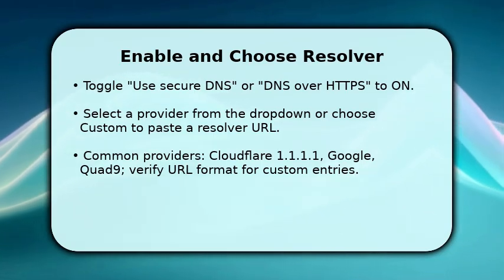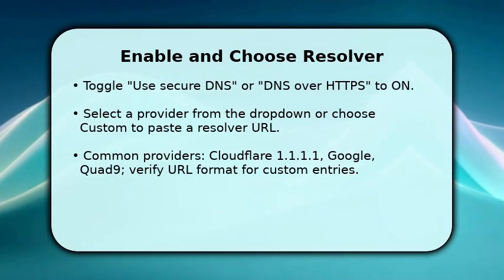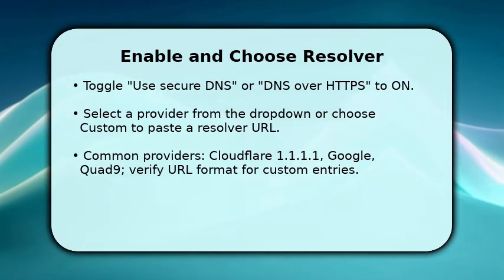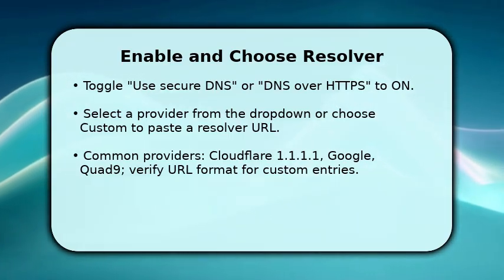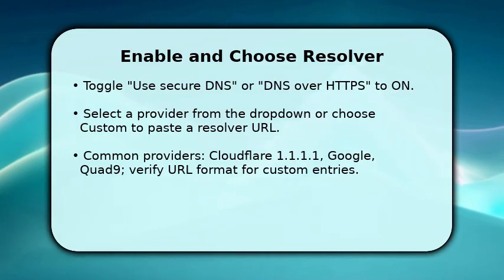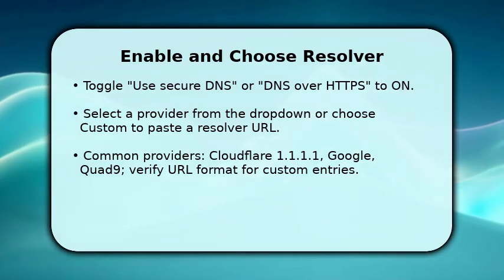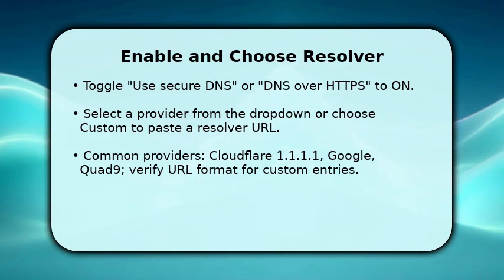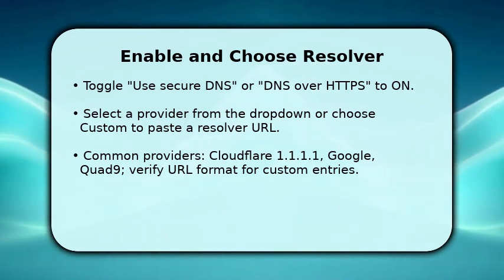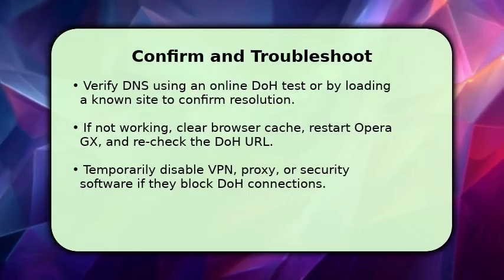If you need a specific resolver, choose Custom and paste the provider's URL. Make sure it uses HTTPS and a valid API path. After selecting, Opera GX will test the connection silently. If the test passes, the browser will send DNS queries over an encrypted channel rather than plain text. You finish by confirming the change.